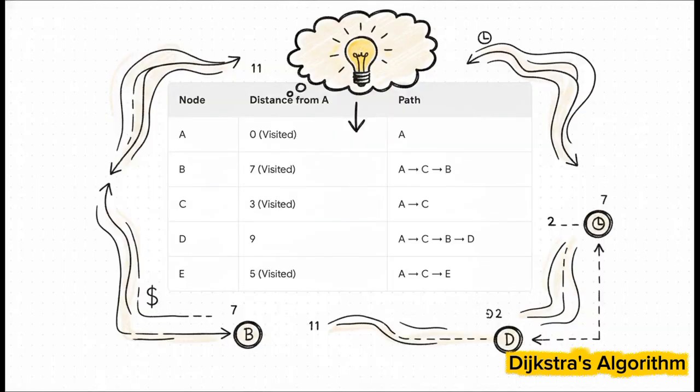And this is the aha moment. Look at the entry for node D. Before we visited B, the best path we knew had a cost of 11. But from B, we've just discovered a path to D that only costs 2. So the new total path is the cost to get to B, which was 7, plus the cost from B to D, which is 2. That gives us a new, much shorter distance of 9. We've just found a better route. That right there is the real power of the algorithm in action.